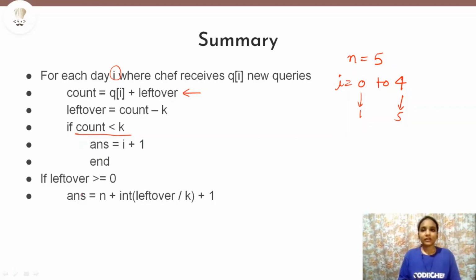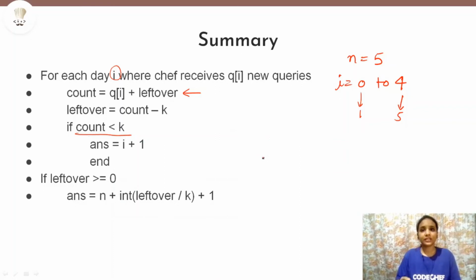Now, the second thing will be the special case when there are still leftovers. That means there are still leftover queries to be answered by chef even after he has stopped receiving new queries, even after n. So in that case, how will we check that? The check will be if your leftover is greater than or equal to 0. Now greater than 0 can be understood. If the leftover queries are still left, then definitely we need to find out the answer. But why leftover equal to 0?